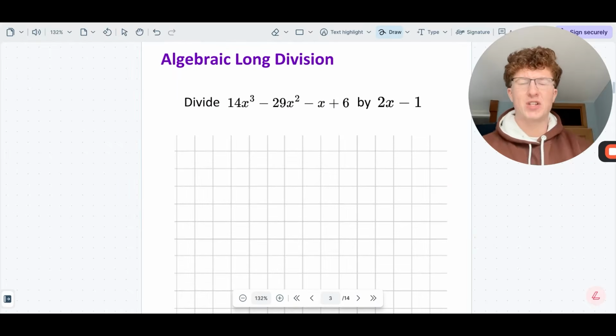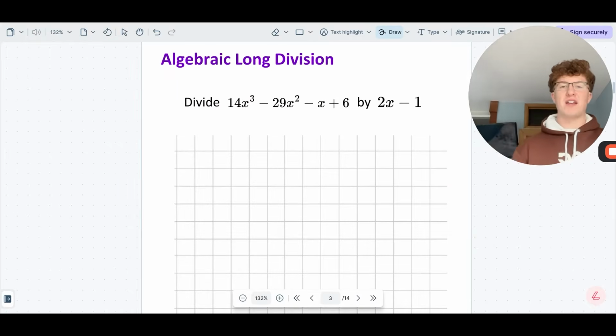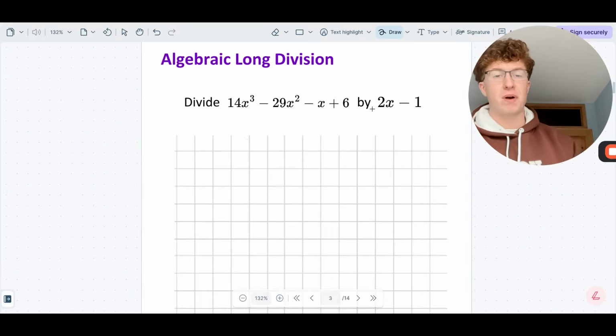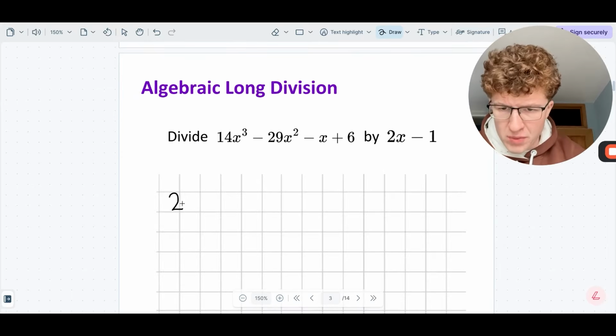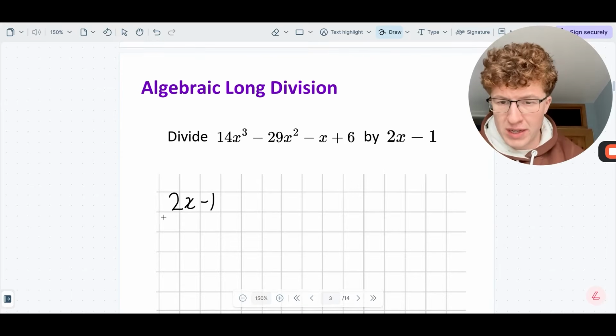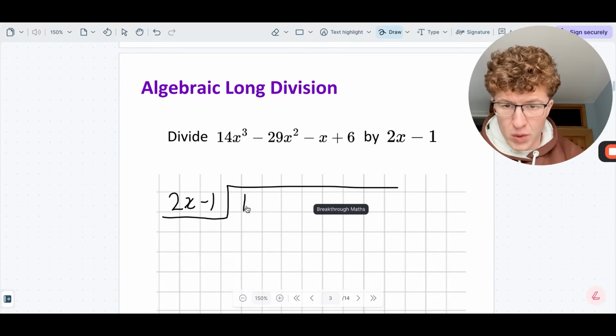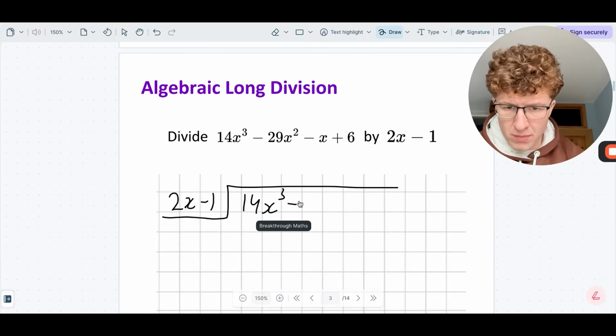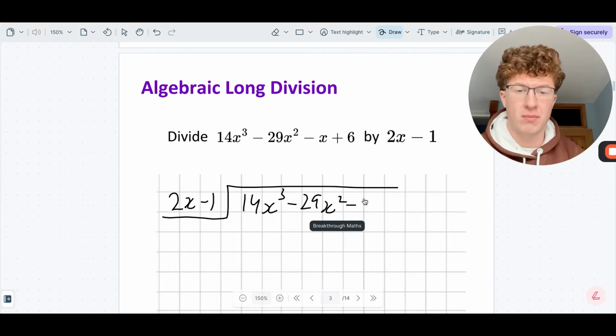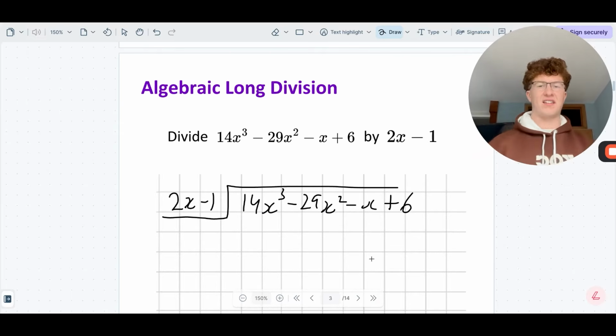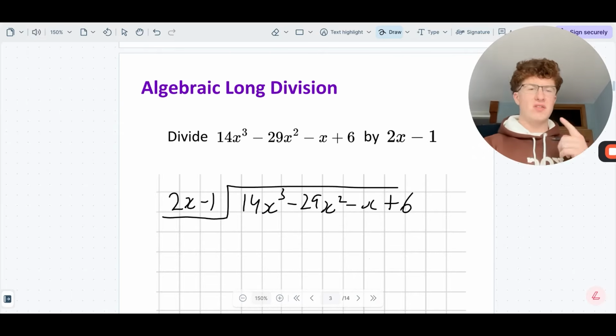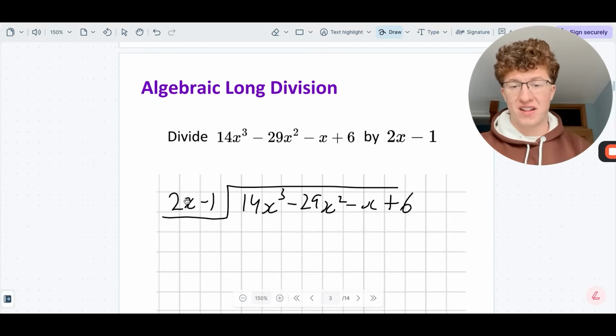Now, algebraic long division. We're going to be dividing this whole expression here by 2x minus 1. So what we're going to do is write 2x minus 1 here, and then our expression 14x cubed minus 29x squared minus x plus 6, like that. Now, we're going to be using the same system over and over again to solve this.